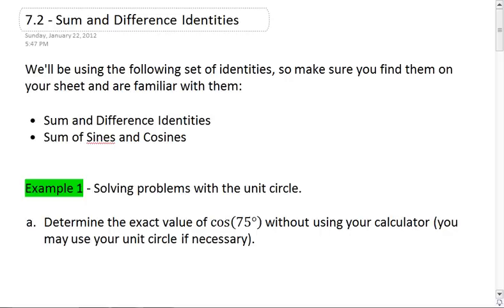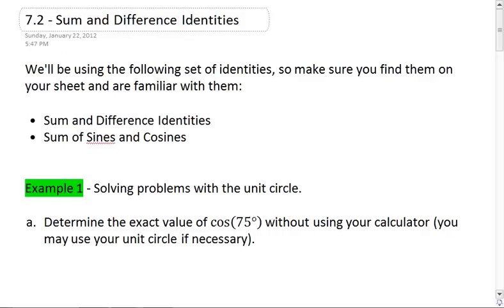Section 7.2, sum and difference identities. So go ahead onto your formula and identity sheet. On the right hand side, remember we have all our trig identities. Go ahead and star the sum and difference formulas. That is the second set of identities on that right hand column. That's what we're going to be talking about today. So definitely make sure that you know this.